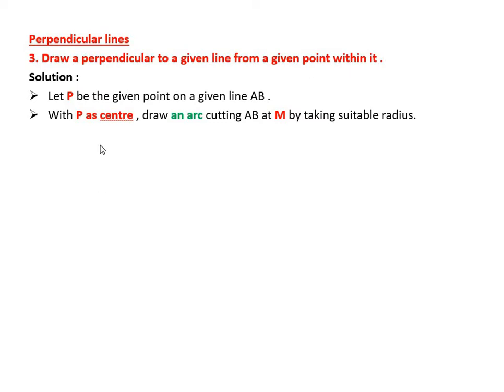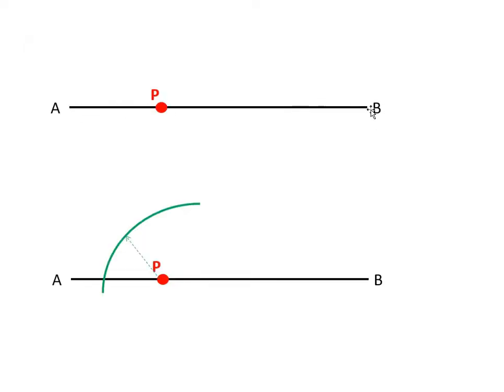That means, say a line AB is given to you as 100 mm, and the point where you have to draw the perpendicular, that point P, is also given to you. AB is given to you 100 mm and the point P is also given to you. So from point P, how to draw a perpendicular line? Let us see.